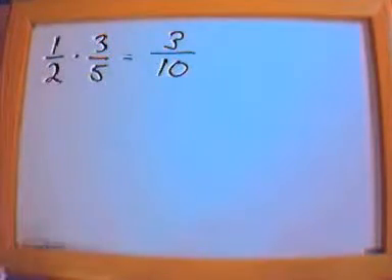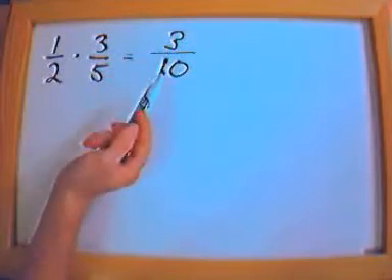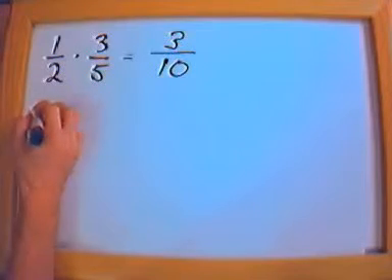You have to ask yourself every time, is 3/10 simplified? And the answer is yes. There is no number that goes into 3 and into 10 an even number of times. There's nothing you can think of to do that. So let's move on and do another.